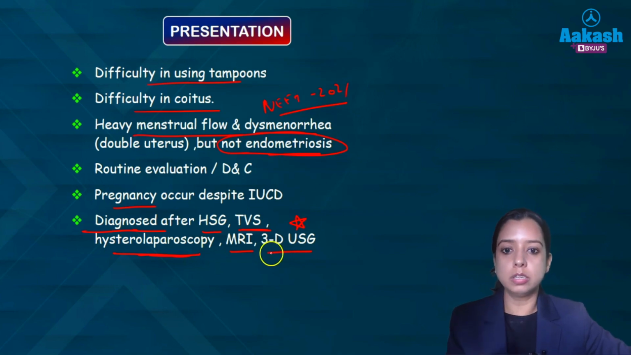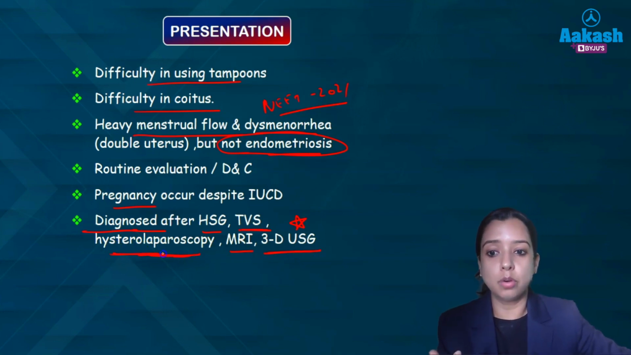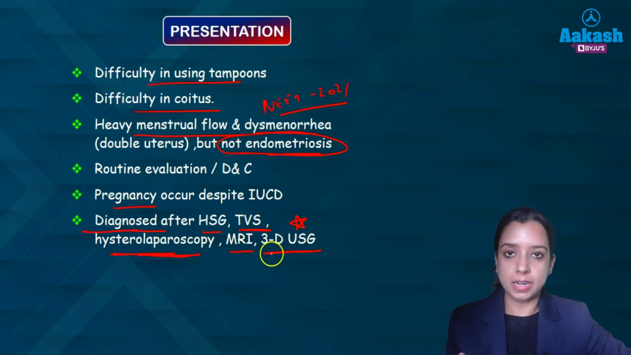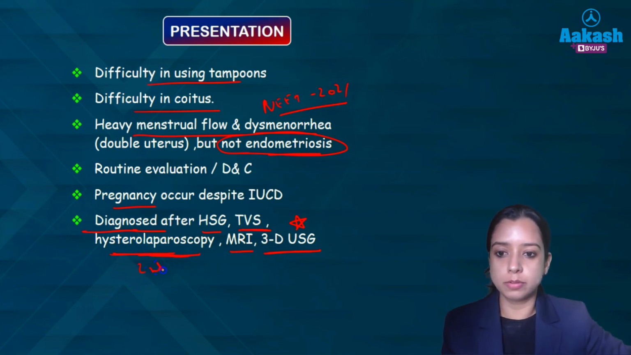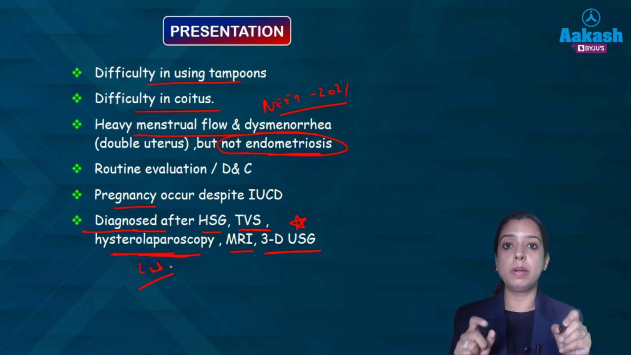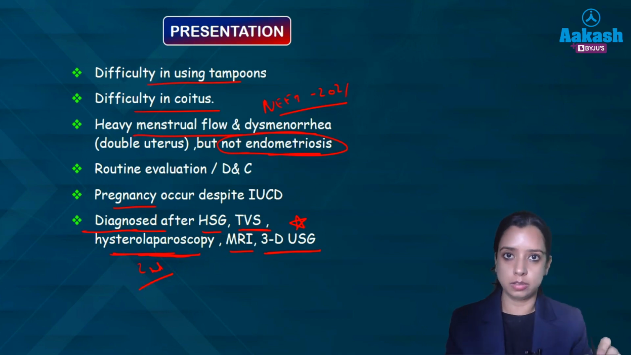But in that question, 3D ultrasound was not there. In that case, they had CECT, they had HSG, they had, I think, ultrasound, but the answer was hysterolaparoscopy. If 3D ultrasound is not there, your second best option for confirming is hysterolaparoscopy together. Only hysteroscopy will not tell you anything, only laparoscopy will not tell you anything. So, hysterolapro together will confirm your diagnosis.